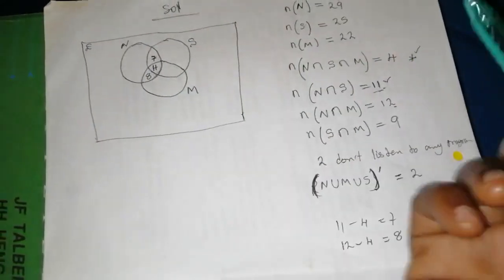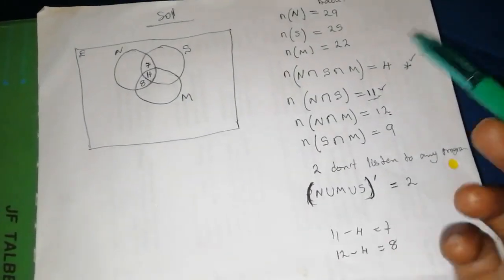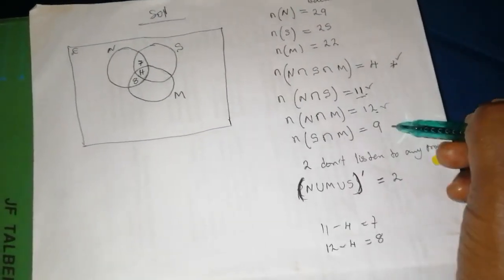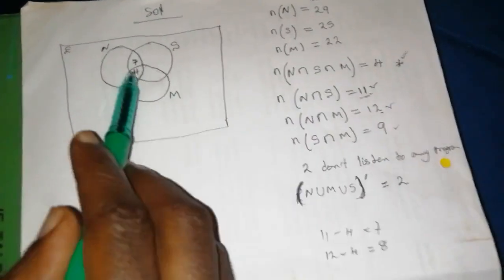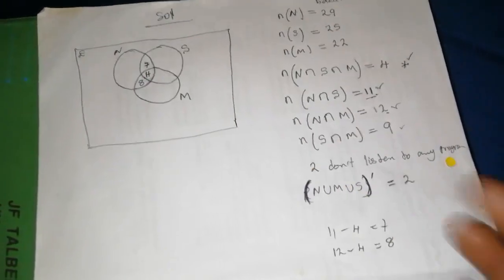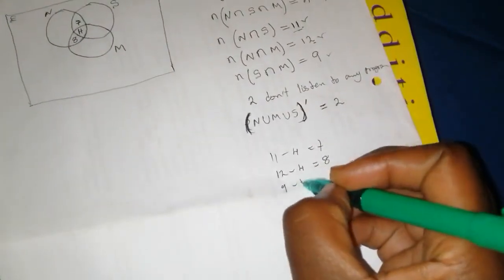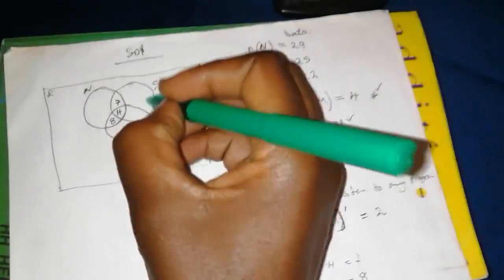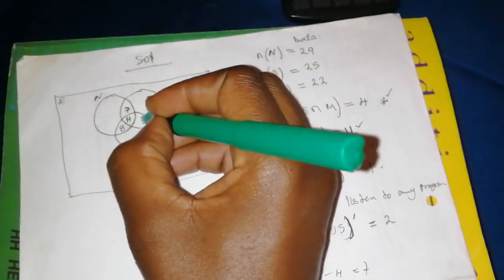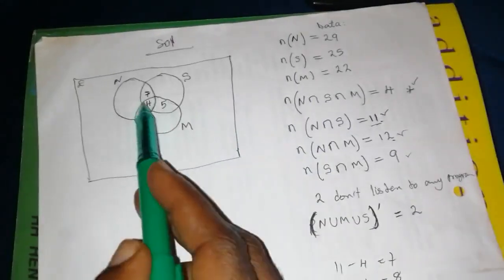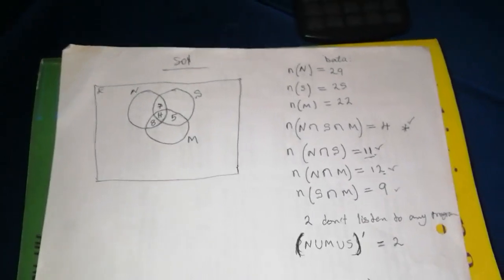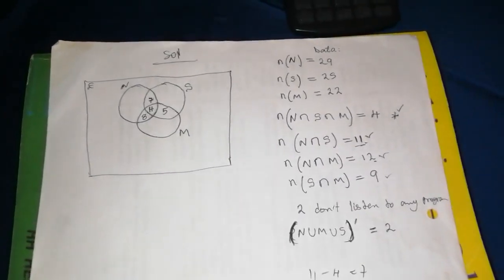Then I've remained with sports and music. Those who listen to sports and music are 9. I already have the 4 there. 9 minus 4 will give me 5, meaning I have to put a 5 there. 4 plus 5 is 9. Okay, so we are done with intersection sets.